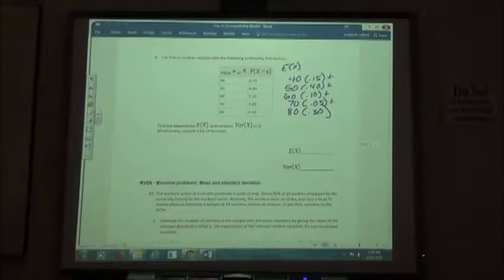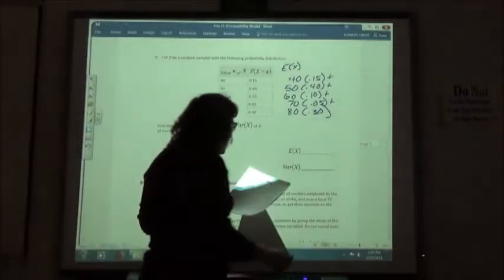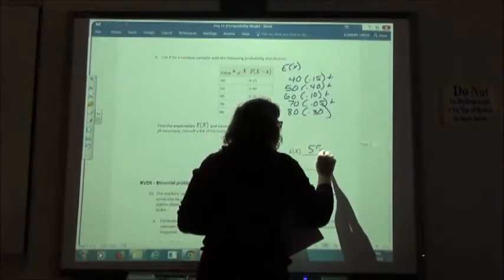I think that might have been one of your questions on one of your homework things. What are you finding when you're finding the expectation? And you're going to put mean. Is it 59.5? It is 59.5.